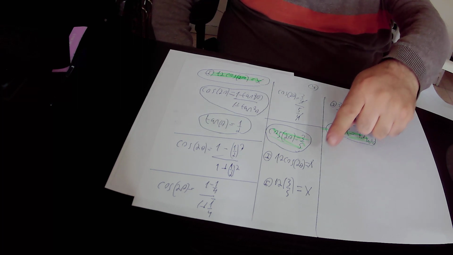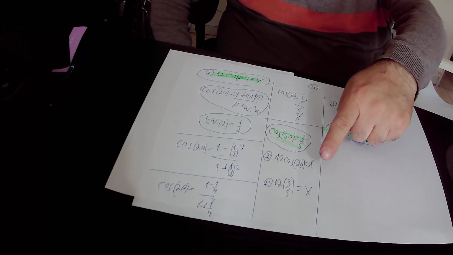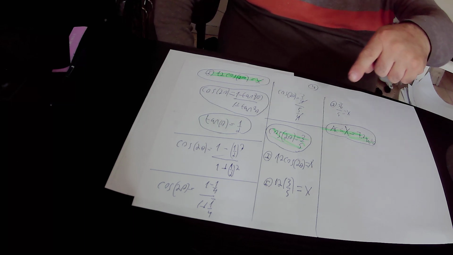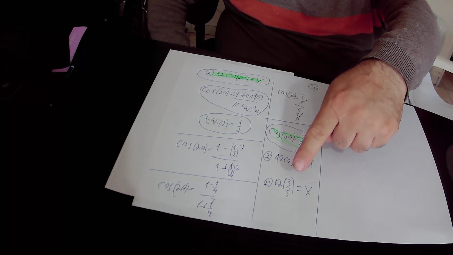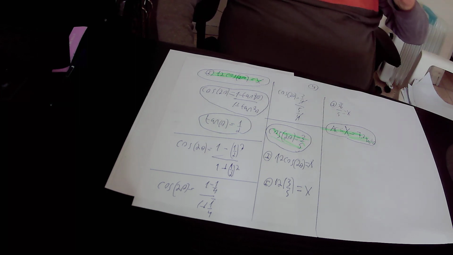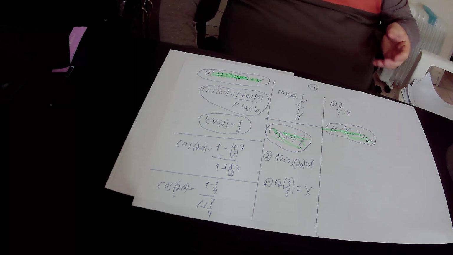So in conclusion, we found out that according to equation number 1, x equals 12 times 3 fifths. 12 times 3 is 36, so this expression equals 36 over 5. So x equals 36 over 5 according to equation number 1.